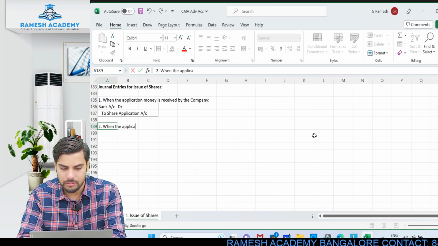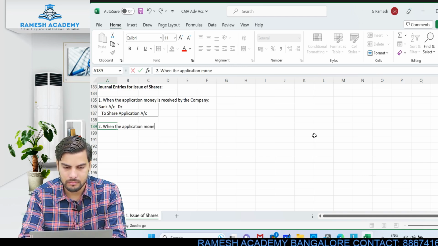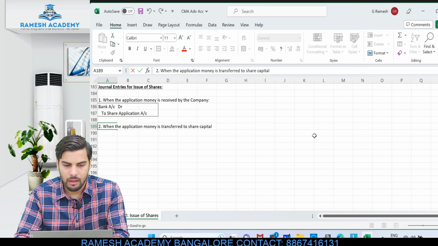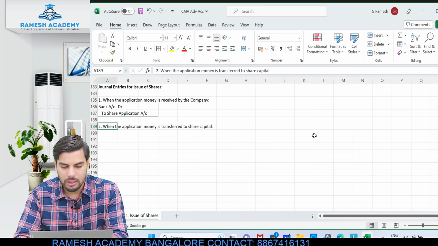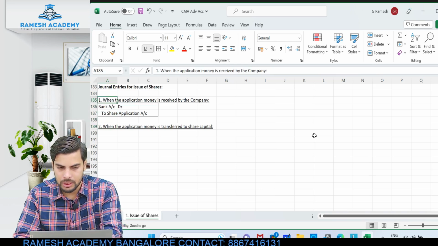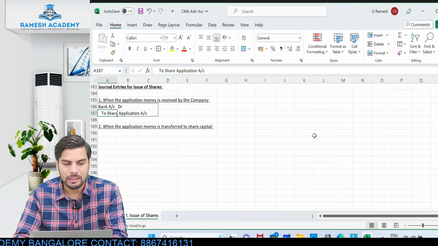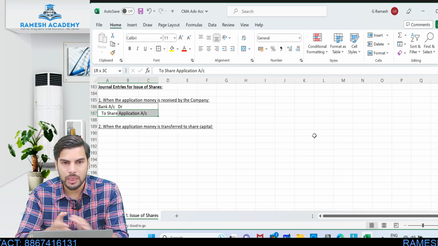When the application money is transferred to share capital. Now let me tell you the journal entry as well as the logic behind that particular journal entry. I hope this particular entry is clear. I'm receiving this particular amount, so that's why I'm debiting this bank account, and this is the amount relating to share application. That's why it has been credited. Now this share application money, I need to transfer it to share capital.